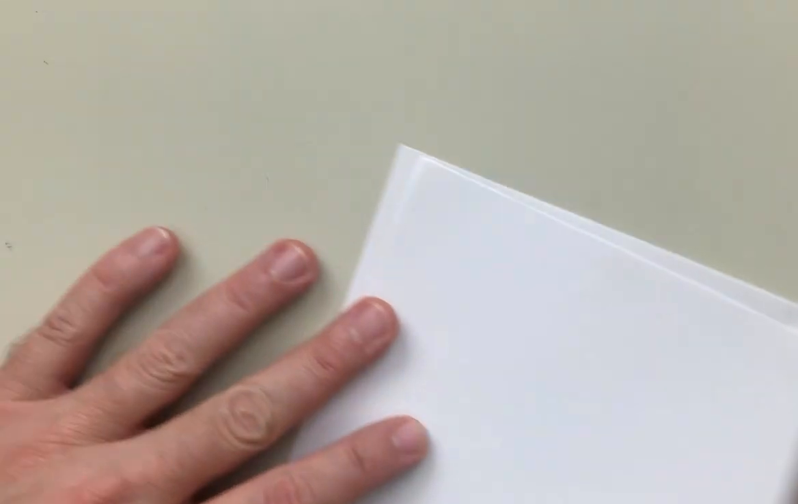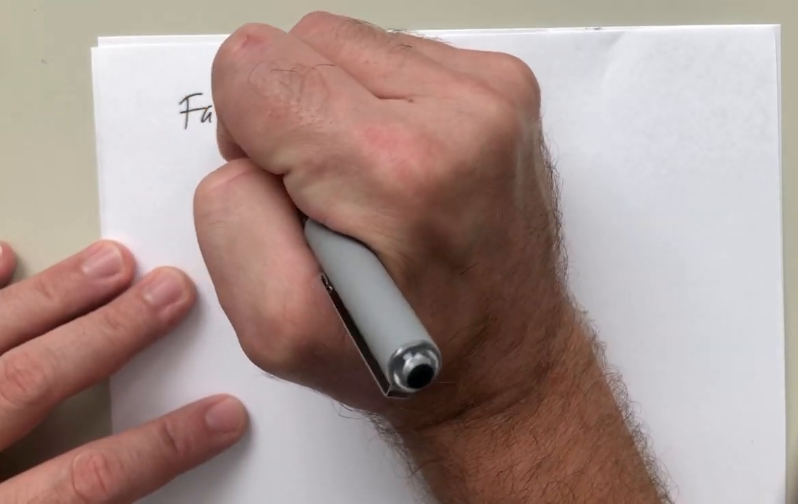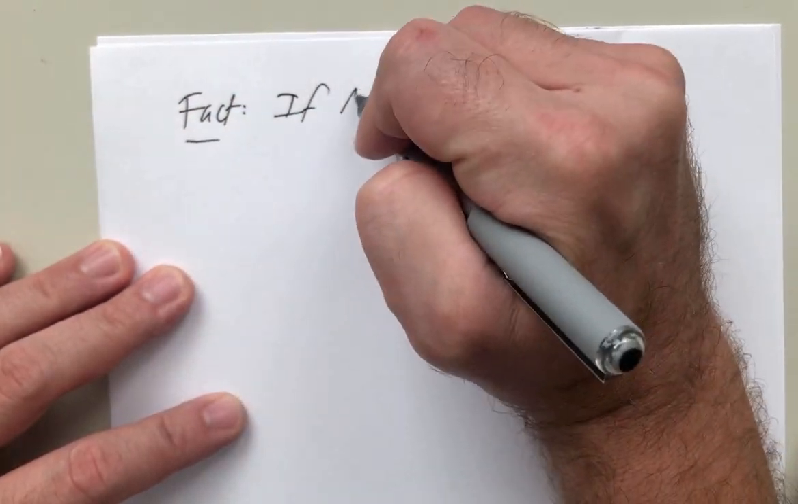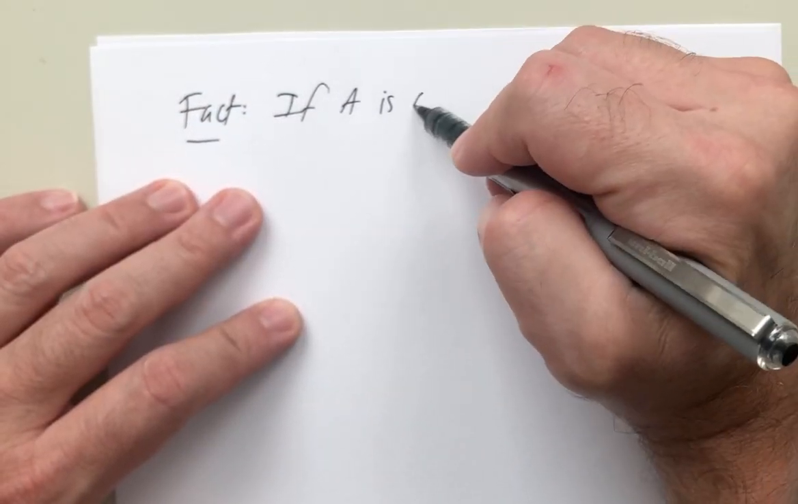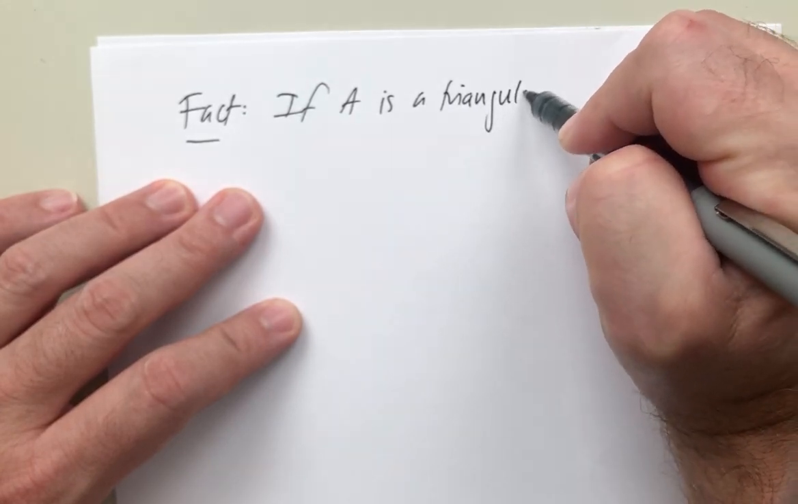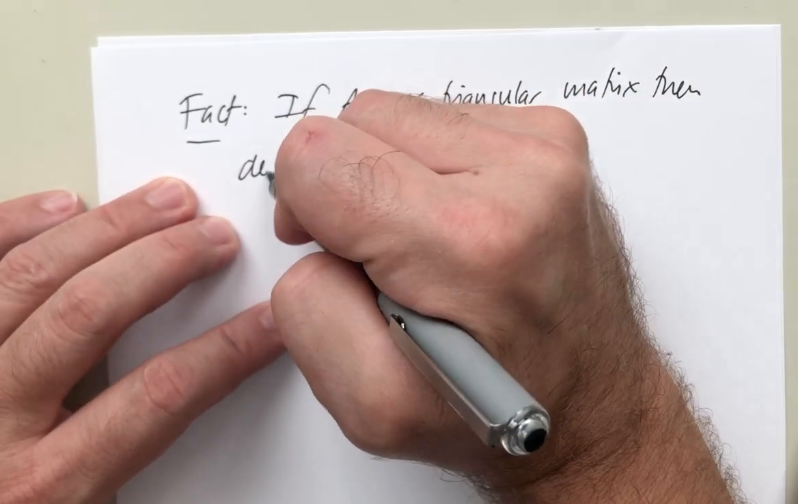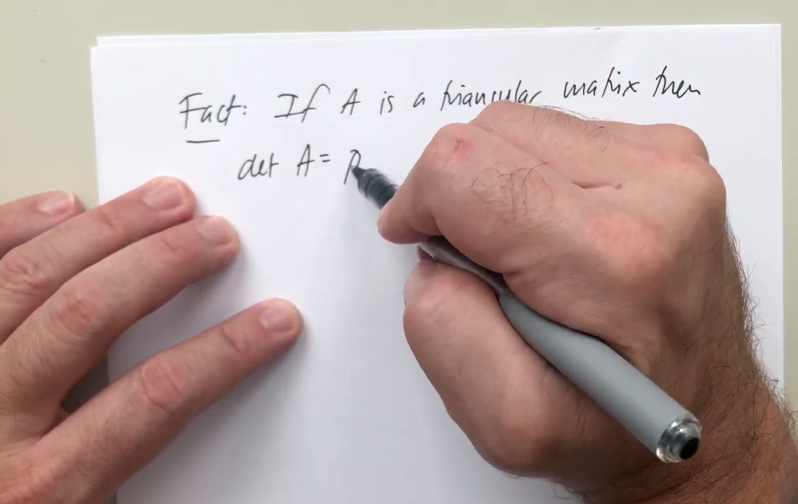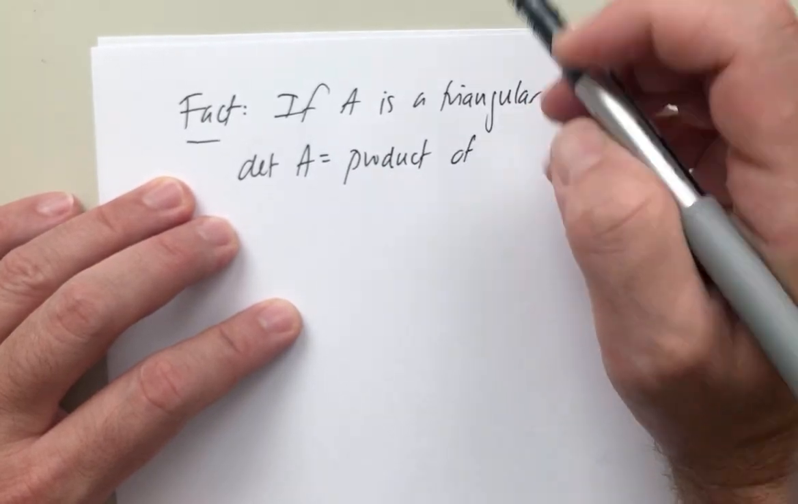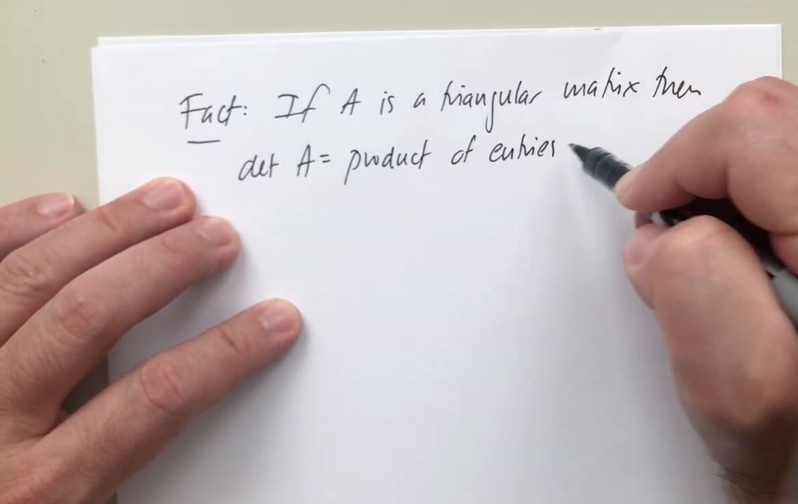Okay, so why do we care about triangular matrices? Well, it turns out they're very easy to compute determinants of. So the first fact I want to list here is the following. Fact: if A is a triangular matrix, then the determinant, like I said, is very easy. It's just the product of the entries along the diagonal.